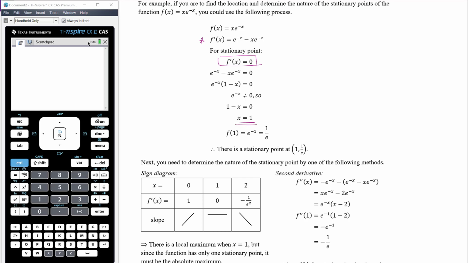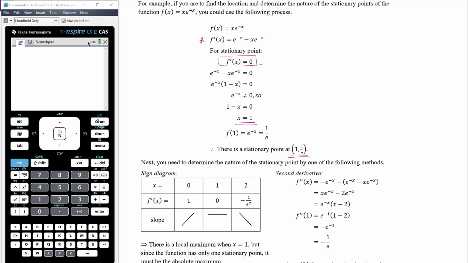So there is a stationary point when x equals 1, and we can find the coordinates of that stationary point by substituting 1 back into our original function, not back into the derivative. Subbing it into the derivative will give us 0, because that's how we found it. So subbing into the original function to find the y value, f of 1 is e to the negative 1 or 1 on e. And so we know there's a stationary point at (1, 1 on e).